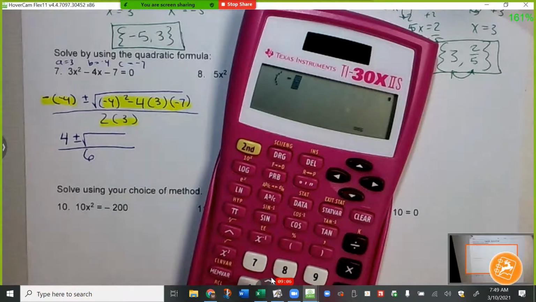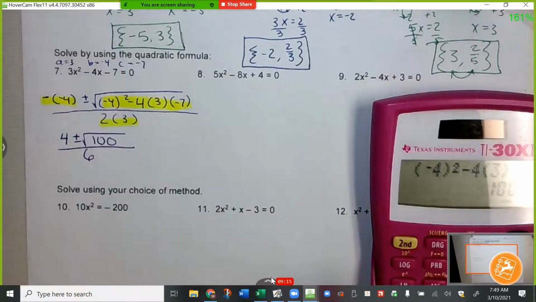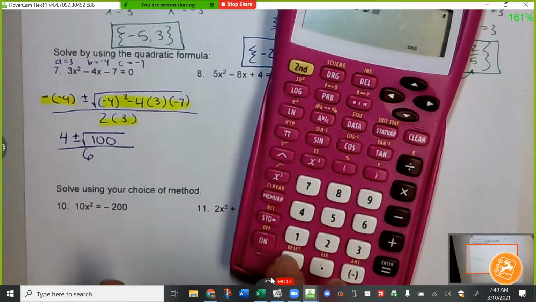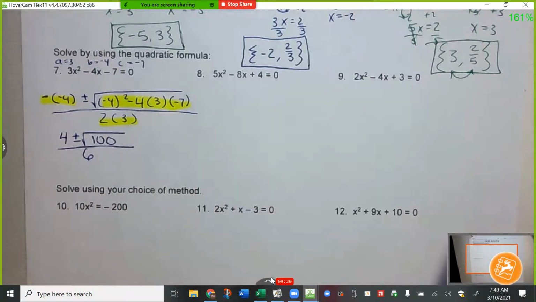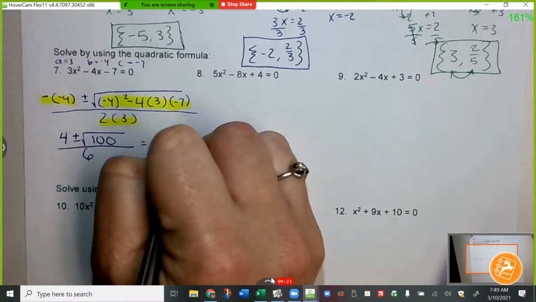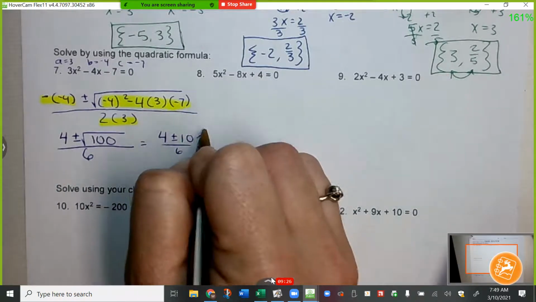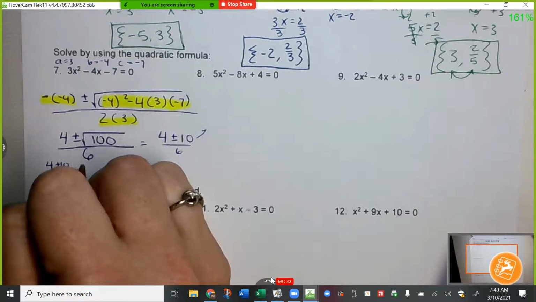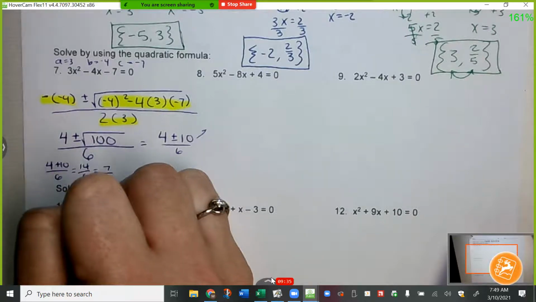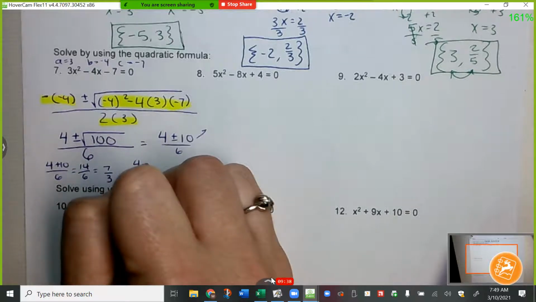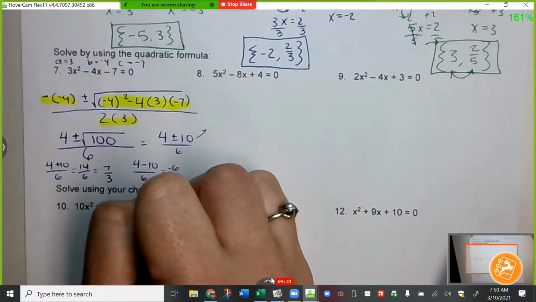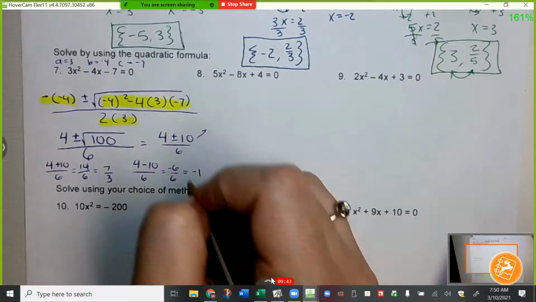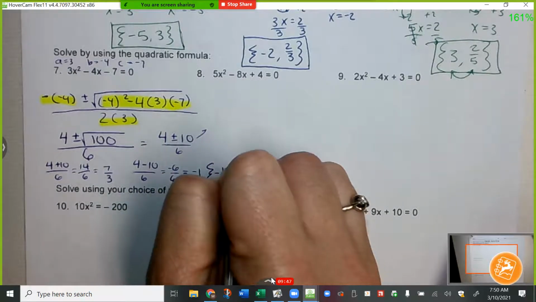So negative 4 squared minus 4 times 3 times negative 7 equals 100. Now the cool thing is 100 is a perfect square of 10. So I know that this equals 4 plus or minus 10 over 6. And so we're going to separate and simplify. 4 plus 10 over 6 is 14 over 6, which simplifies to 7 over 3. 4 minus 10 over 6 is negative 6 over 6, which simplifies to negative 1. So my answers are negative 1 and 7/3.